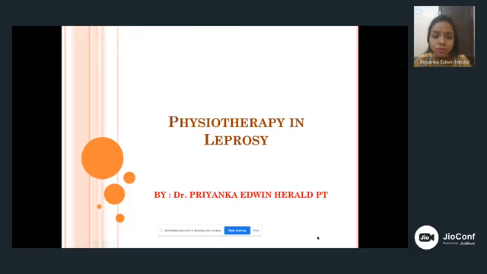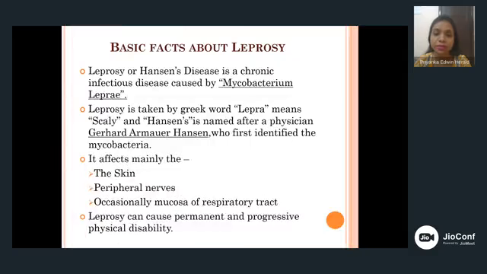So today my topic is physiotherapy in leprosy. As you know, as physiotherapists, we don't know much about this disease, as it is not included effectively and largely in our course. So I would like to give a brief idea about what exactly is leprosy and how we can help the leprosy patient being a physiotherapist in this field.